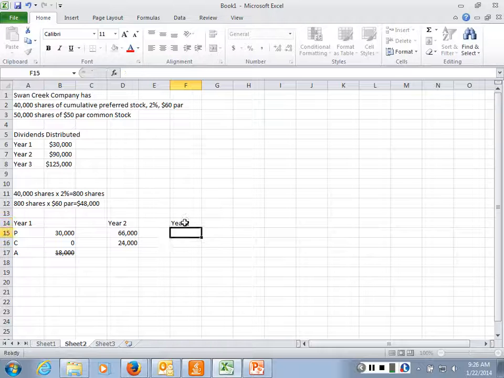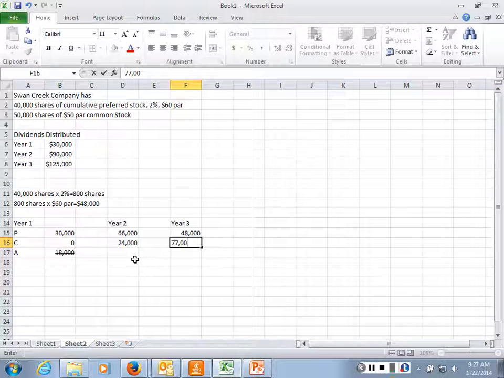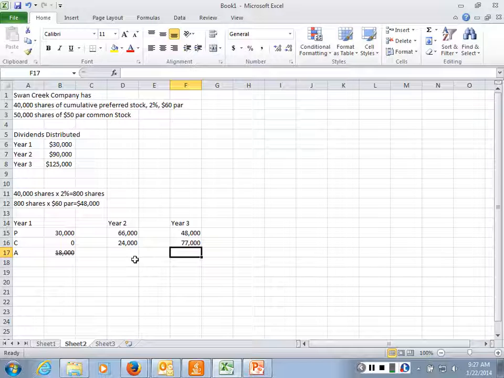Year 3, I have 48,000 that I need to be giving out. I have 125 to give out, so they're going to get their 48,000. Let's see, 125 minus 48 leaves me 77,000 left to give out to common. So common just gets whatever's left over. And in some years it's bad for them, like in year 1 they just had 0. In year 2 it was worse, but in year 3 they actually got more than the preferred shareholders.